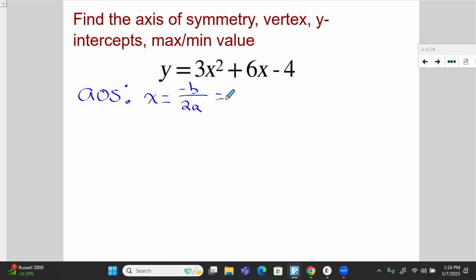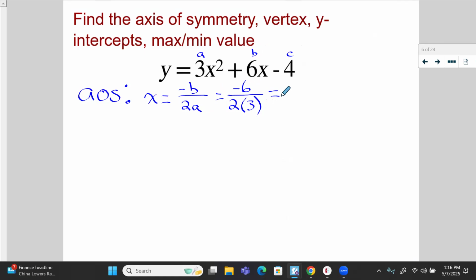So now I'm going to substitute in my values. So what is my b value? My b value is 6. Well, I want it to be negative, all over 2 times, what's my a value? My a value is 3. Sometimes it helps if you go a, b, c. Sometimes that helps out. Now we just do the math.